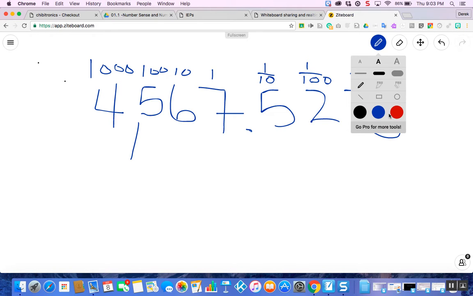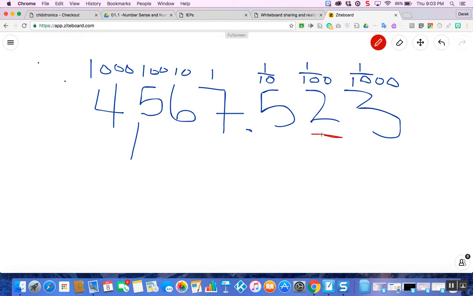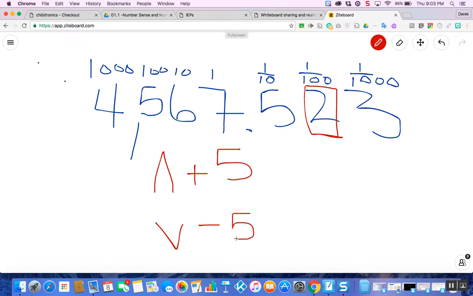Now what I'm going to do here is round one of the digits. So let's say I wanted to round to the nearest hundredths column. So I'm looking at this number here, which is my 2. Now remember, we round up if it's 5 or greater. We're rounding down if it is less than 5. So anything under 5, so 4, 3, 2, 1, we round down.